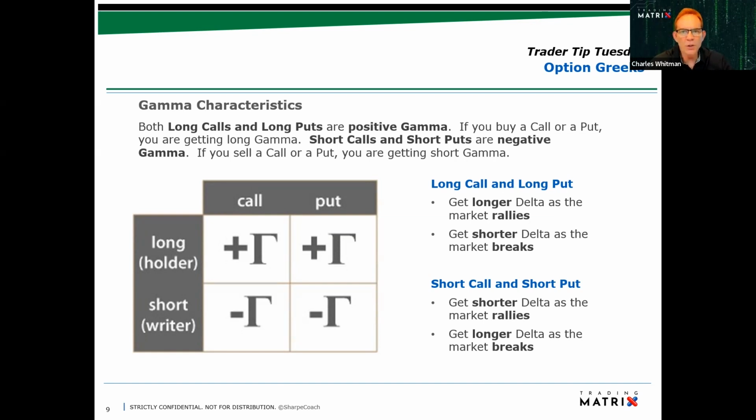When we're short calls and short puts, we get shorter deltas as the market rallies, and we get longer deltas as the market breaks. It's the opposite of what we want. We're getting shorter and shorter as the market goes against us, and longer and longer as the market goes against us. And that's not good. This is one of the aspects of the pain of being short options: gamma is working against you, and you're always positioned the wrong way. When you're long gamma, you're always positioned the right way.